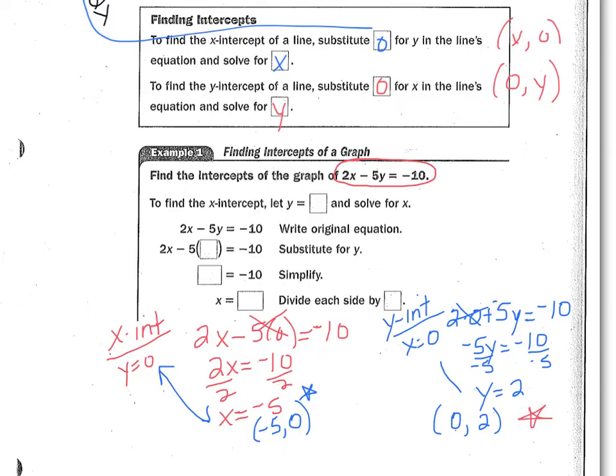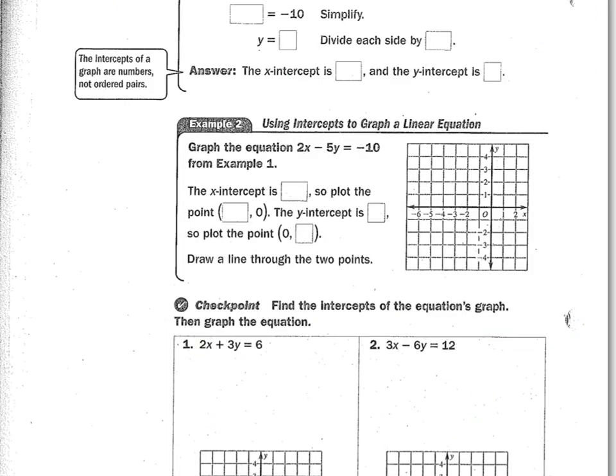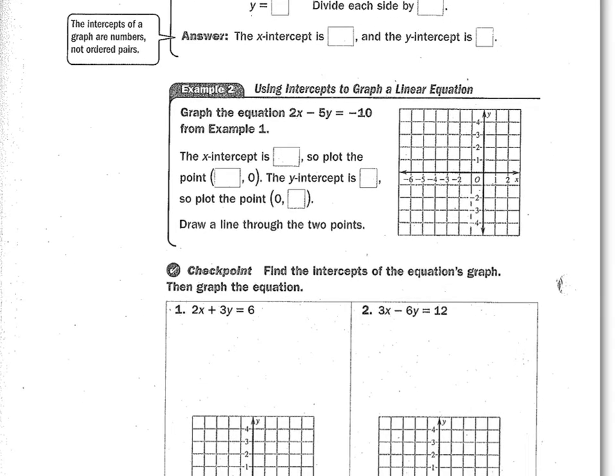Please do not put your X and your Y-intercepts as one ordered pair. It does not create one ordered pair. It's 2 points. Okay, so we came up with our 2 ordered pairs. Remember, we plugged in and we got -5, 0, and we also got 0, 2. These are our 2 points from the other page.